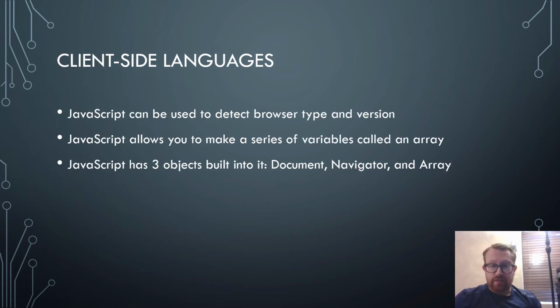Now let's switch over to client-side languages, and it's all about JavaScript. When we talked about client-side languages, we focused heavily on JavaScript. So JavaScript can be used to detect the browser type and version. That was one of the things that was talked about in this unit. JavaScript allows you to make a series of variables called an array. Notice that the question about array is on the quiz twice, so you need to make sure you understand what an array is. JavaScript has three objects built into it, and you need to know that they are the document, the navigator, and the array.